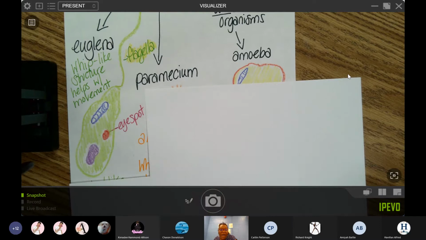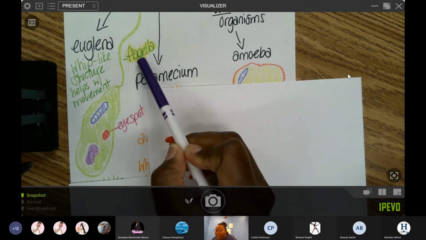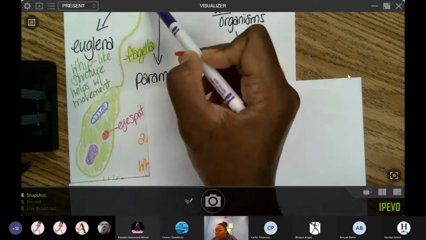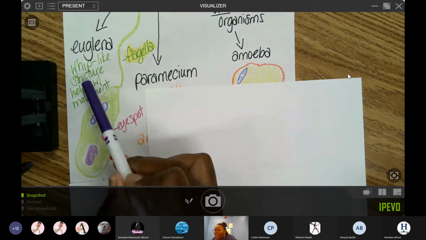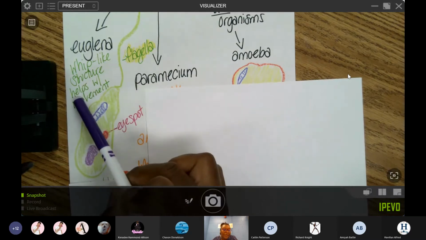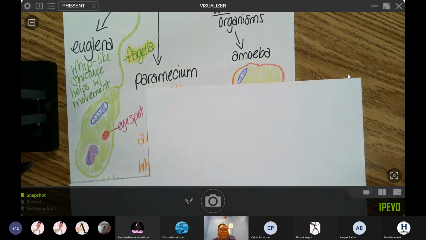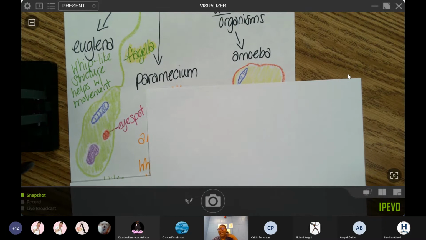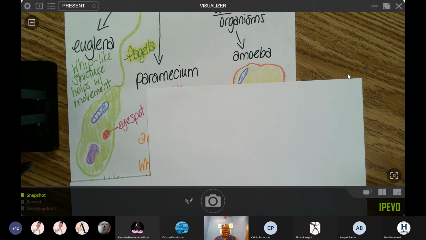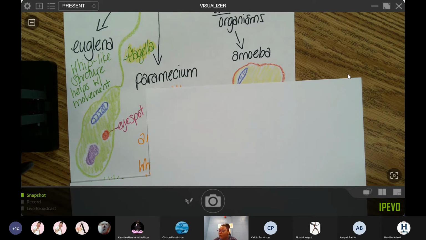You'll need to make sure you write down that the flagella is what this tail is, and it's a whip-like structure that helps with movement. Today we're going to watch a video. I'm going to send it to you through our chat in a minute. You're going to watch a video of a euglena moving, okay, so you can see how that whip-like structured tail helps it to move. Take some time to finish drawing this, and then I'll share that video with you.